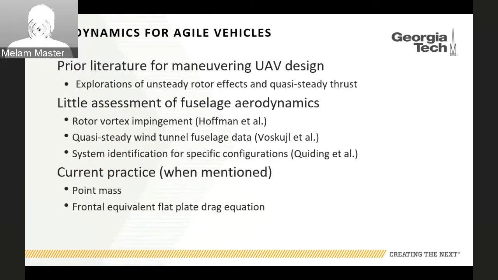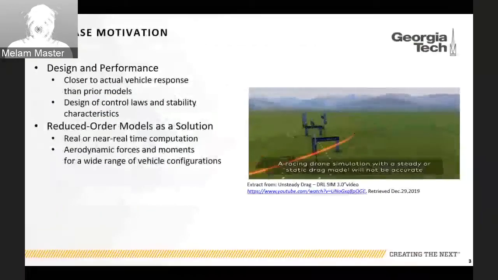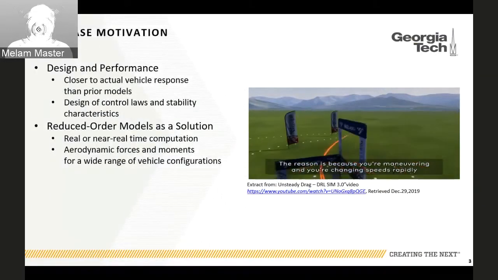When it comes to the aerodynamic analysis of agile UAVs, unmanned aerial vehicles, there's little exploration of rotor effects and quasi-steady thrust, but when it comes to the fuselage aerodynamics, there's kind of a gap. When they do analyze the fuselage aerodynamics, the current practice is to simplify it as a point mass or do the frontal equivalent flat plate drag equation, which is basically just simplifying it as a flat plate. Both of these methods are incredibly inaccurate, and so that is why our simulation aims to solve that problem.